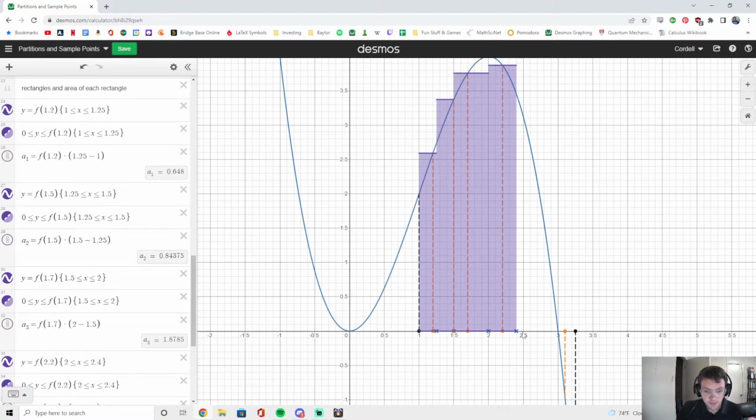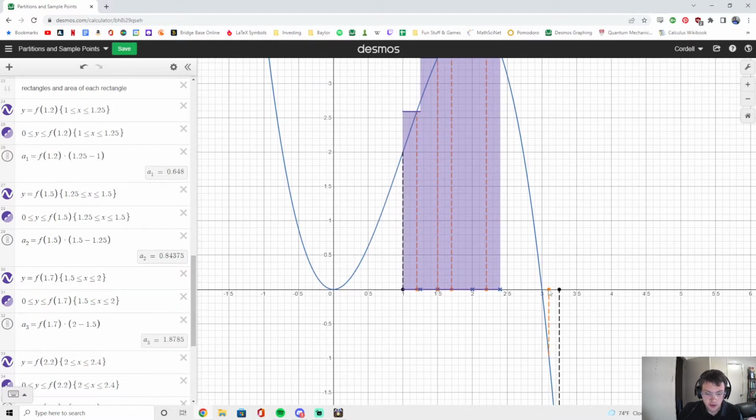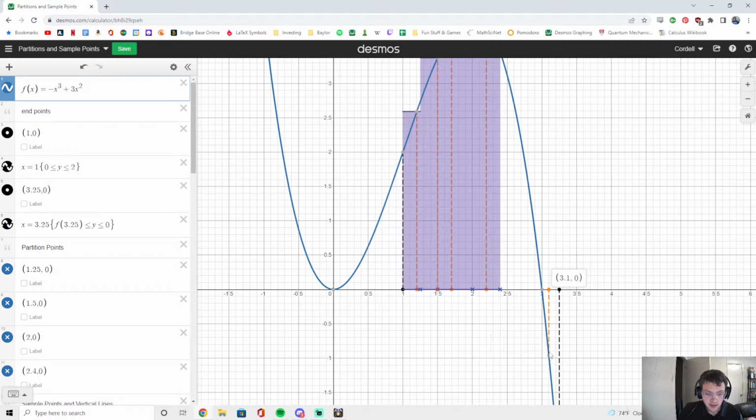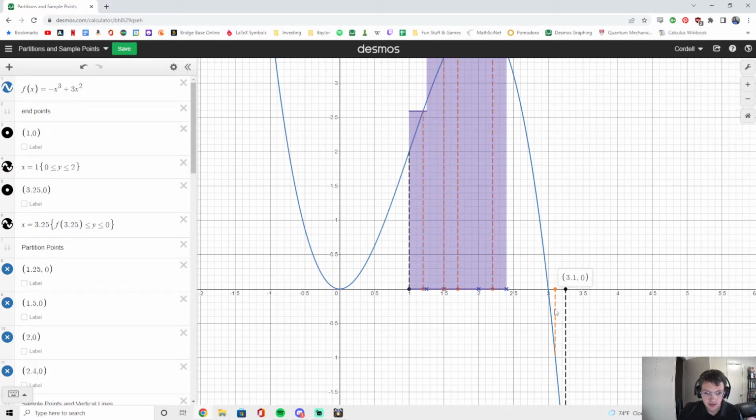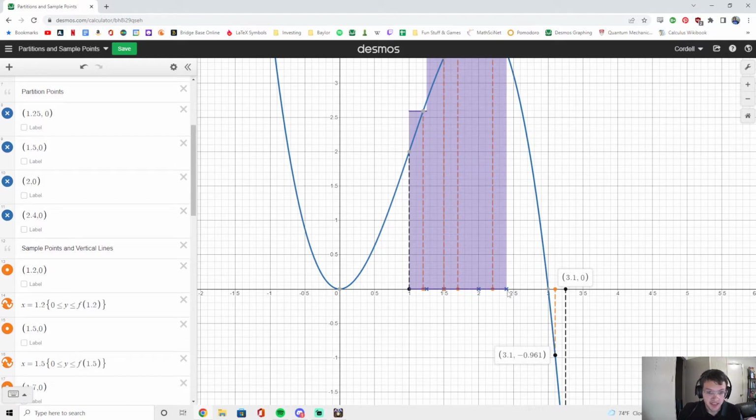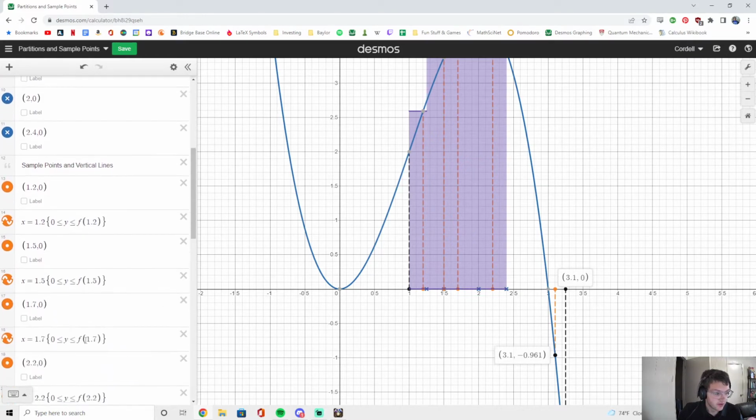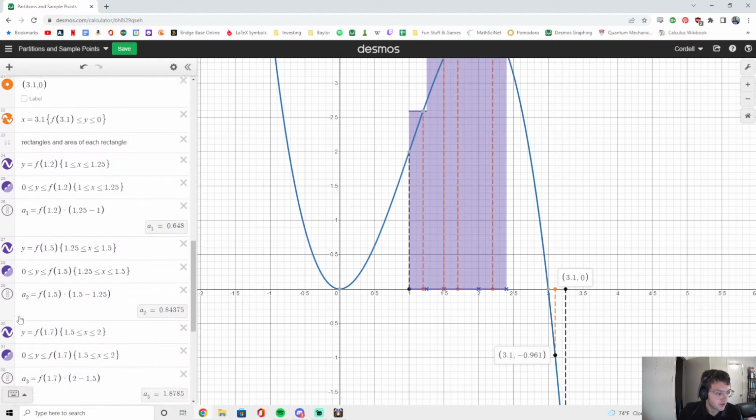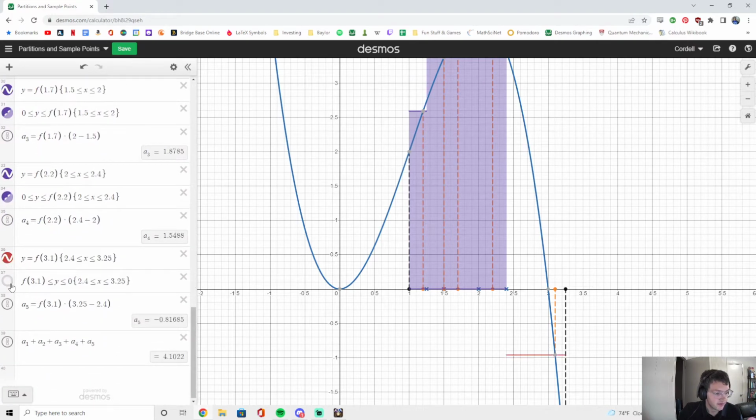And then lastly, our last partition goes from 2.4 to 3.25. Our chosen sample point is 3.1. So the height of this rectangle is going to be minus 0.961. It'll be a negative height. And the base length will be from 2.4 to 3.25. So we get this rectangle.